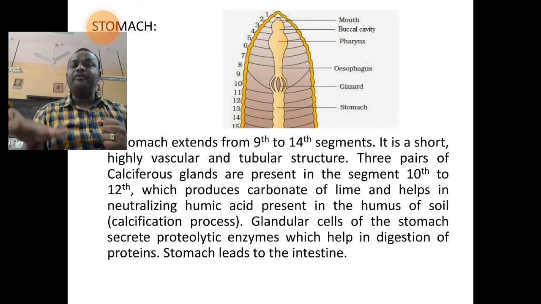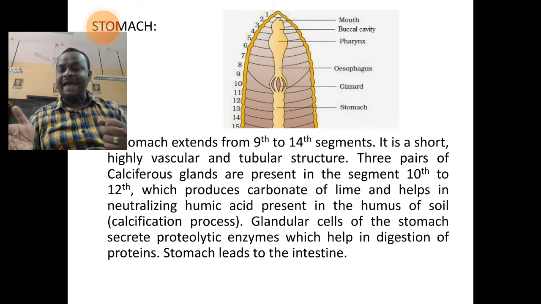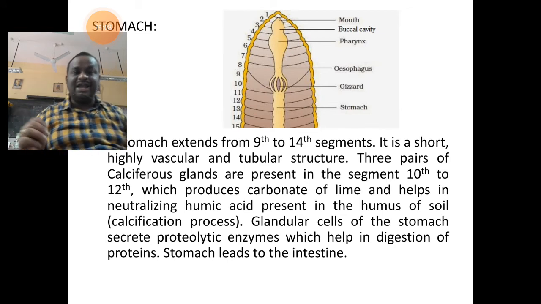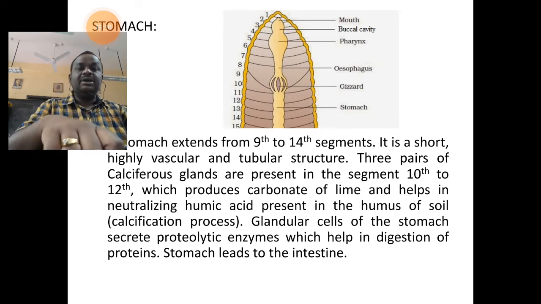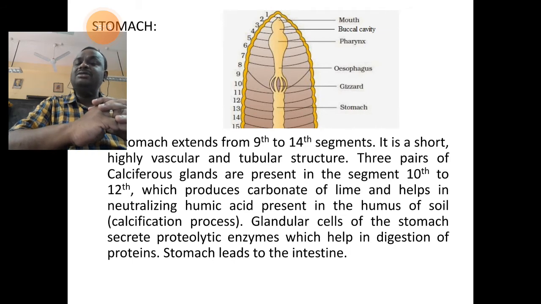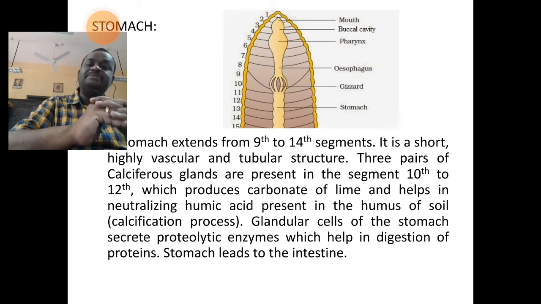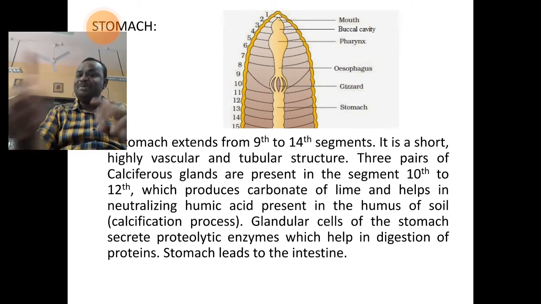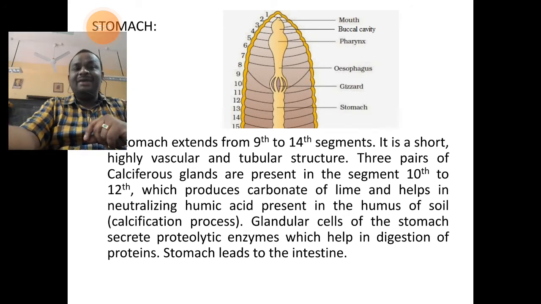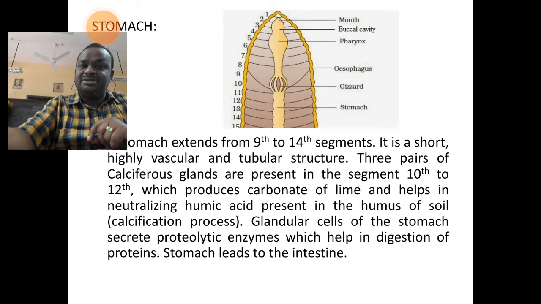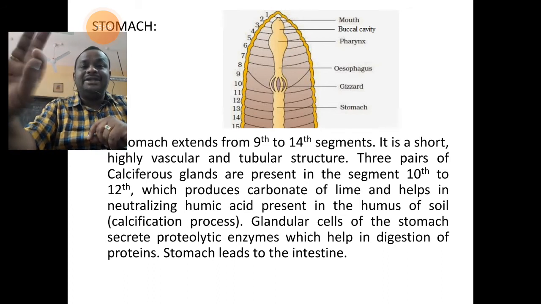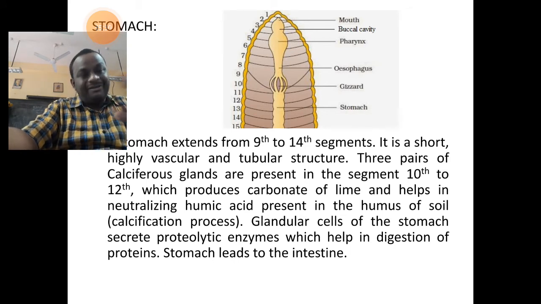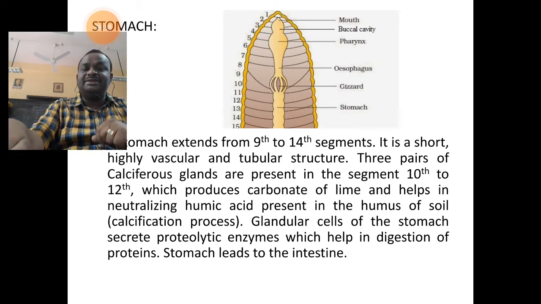So, this phenomenon of neutralization of humic acid and the carbonate compound is called calcification. Glandular cells in the stomach are also seen, which are responsible for the secretion of proteolytic enzymes. But remember students, proteolytic enzymes are already secreted by the pharynx, where the maximum part of the digestion of proteins is done. Whatever proteins are left out are digested by the proteolytic enzyme secreted by the stomach here.